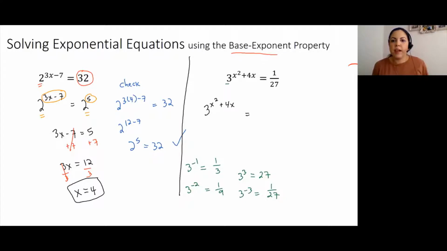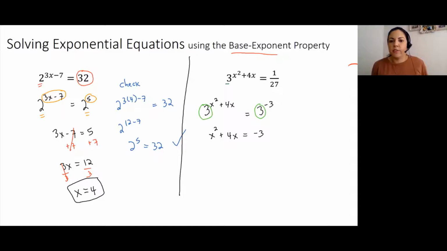And on the right-hand side, 1 over 27, that's the same as 3 to the negative third power. And again, the reason we do this is so we can use that base exponent property, which says if the base on the left is the same as the base on the right and they're equal to each other, then that means their exponents are equal. So now I can say x squared plus 4x equals -3. And I need to now solve this for x.